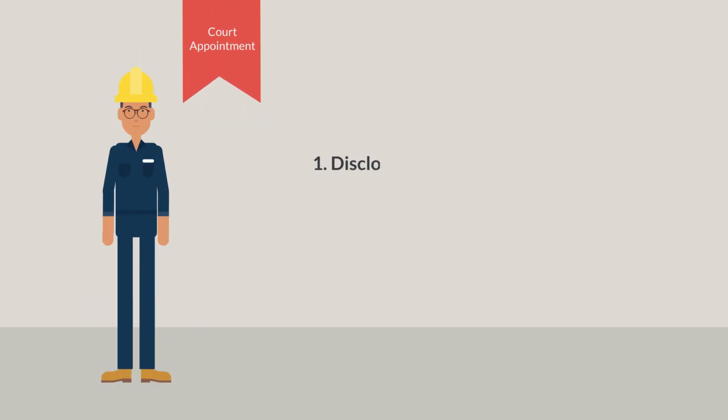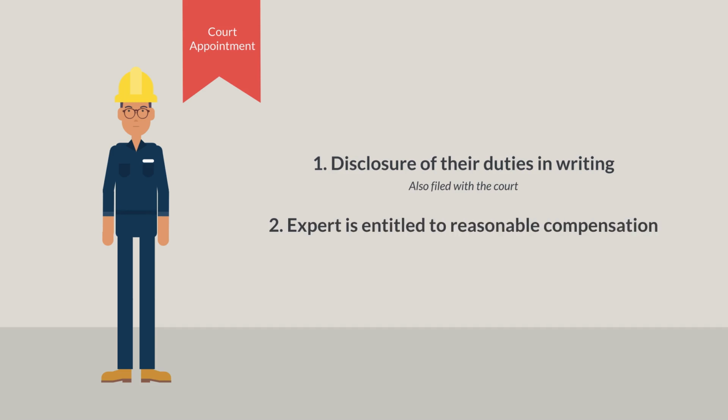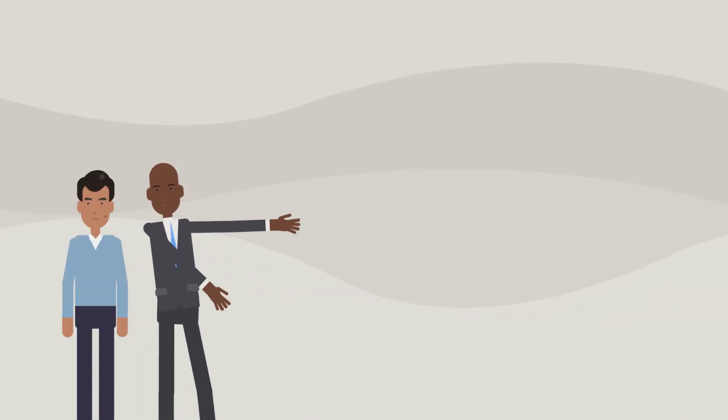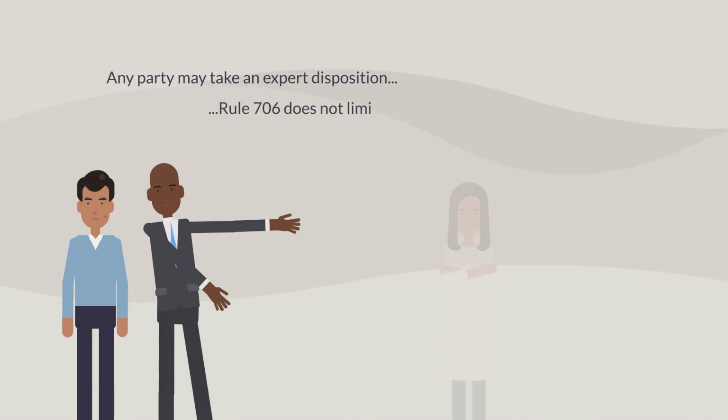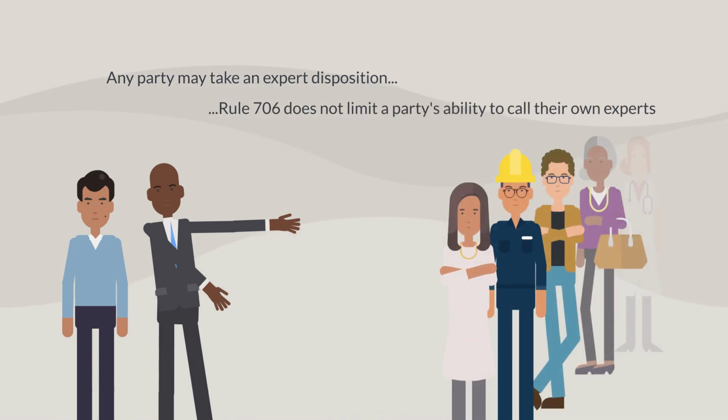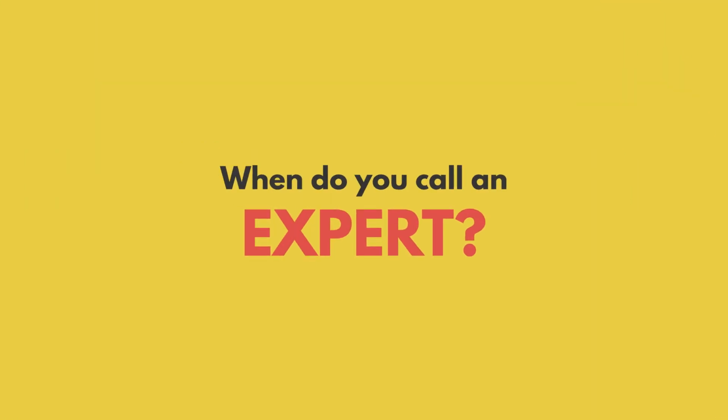In a court appointment of an expert, we're going to have disclosure of their duties in writing, and those will also be filed with the court. The expert is also entitled to reasonable compensation, and the court may apportion compensation between the parties. Any party may take an expert deposition, and Rule 706 does not limit the party's ability to call their own experts. So when do you call on experts?